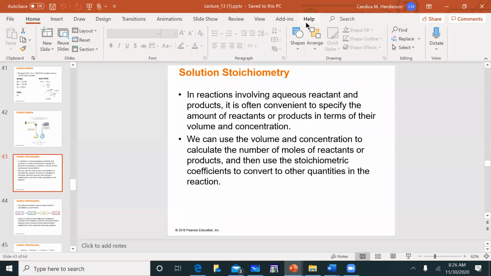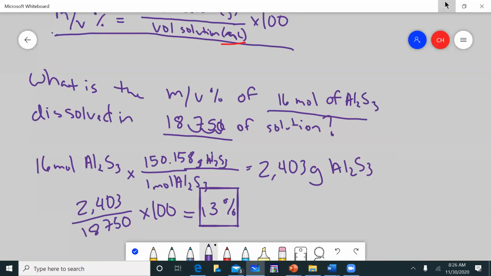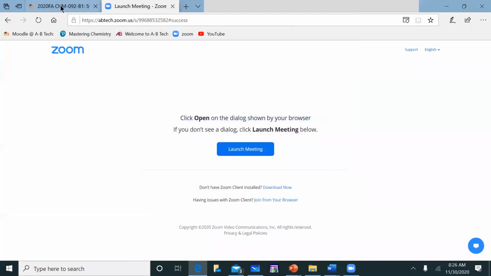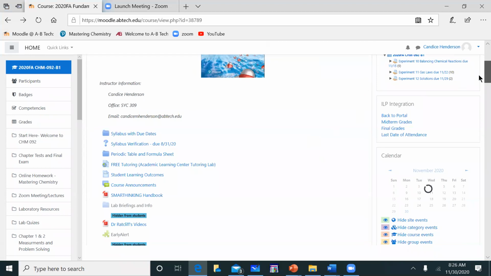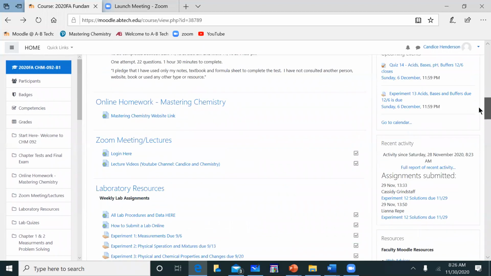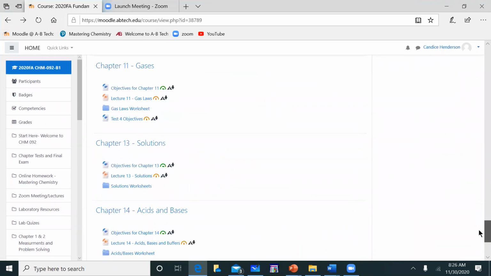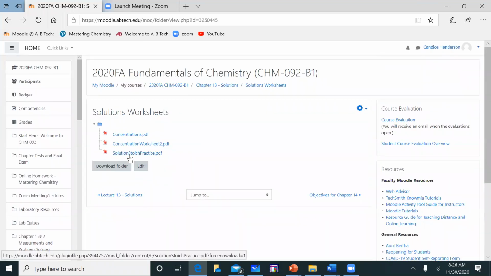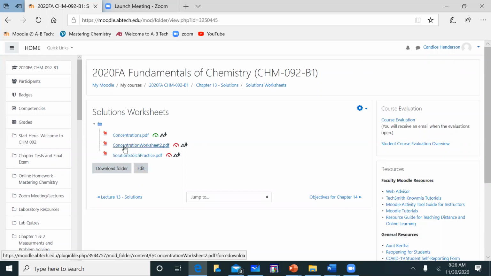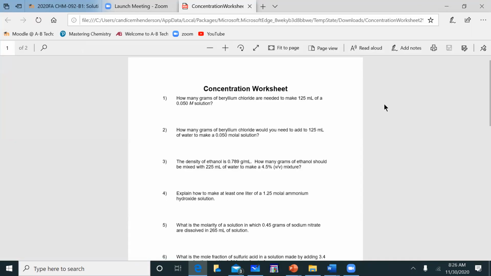We'll pause on solution stoichiometry for a minute. Let's do a couple of these solution dilutions. I'm just going to make one up for y'all.